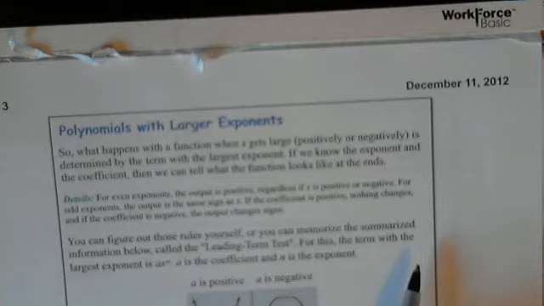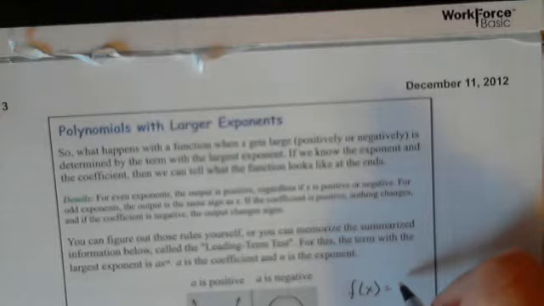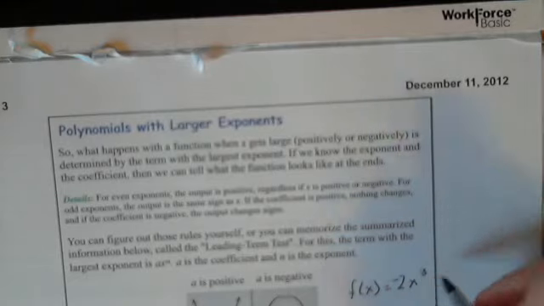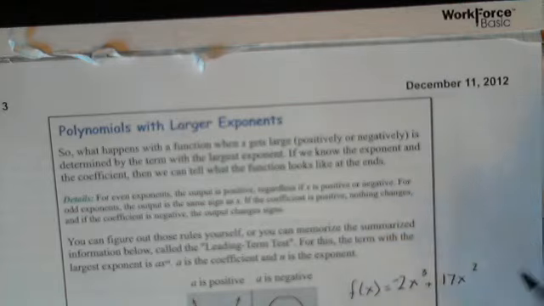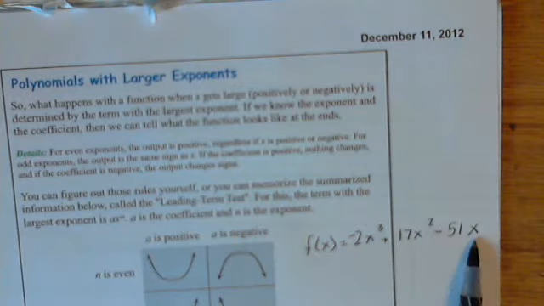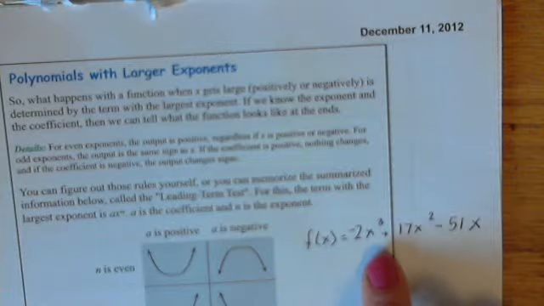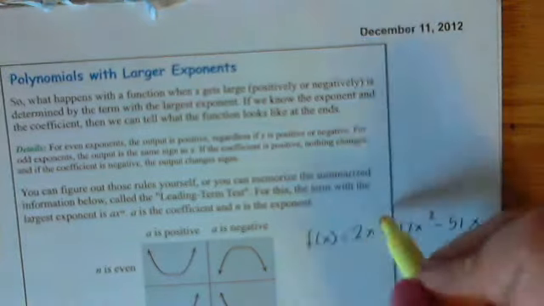Let's do this one first. F of x equals, and you want to copy this down, 2x to the third power plus 17x squared minus 51x. Alright, this polynomial is already in order from the largest exponent on x to the smallest exponent. So 2x to the third power is our leading term. Let's circle it.